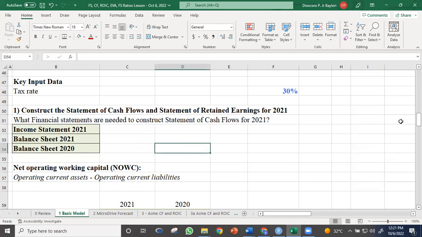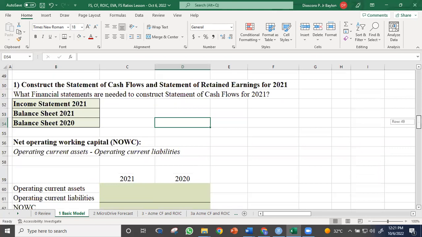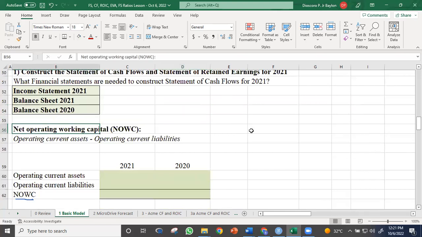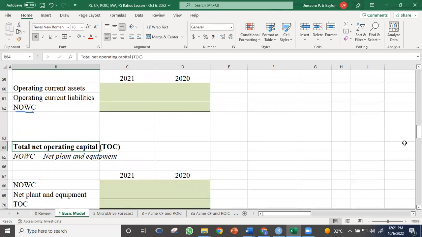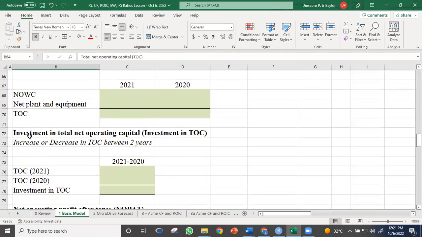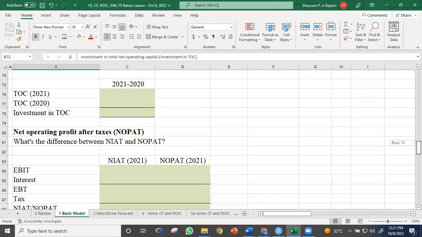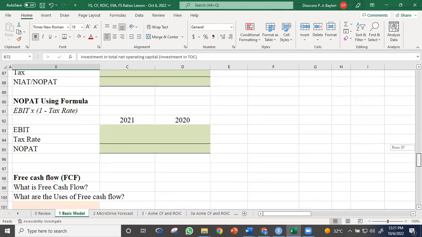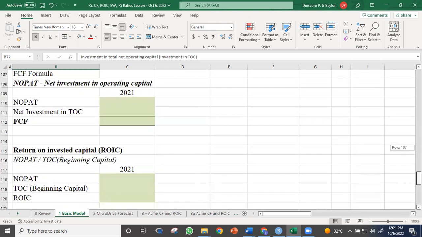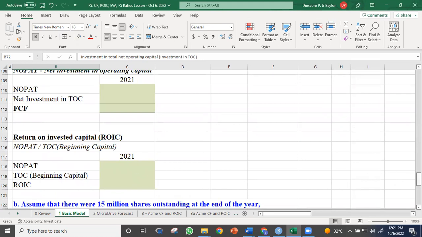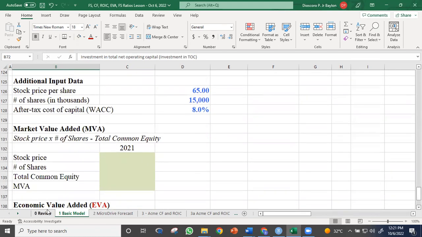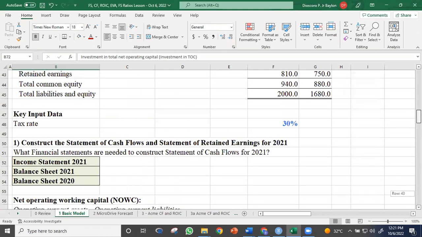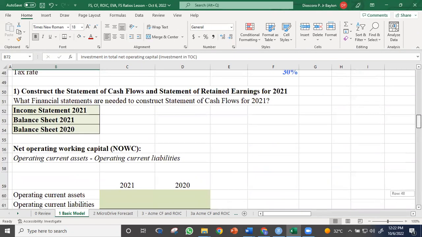Okay, but before we go to the preparation of the statement of cash flows, let's do some metrics. Let's compute measures like net operating working capital, total net operating capital, the increase or decrease in total operating capital. Then we have your NOPAT, net operating profit after tax, which is different from NIAT, net income after tax. Then we have your free cash flow, and then the return on invested capital, and then your MVA, and then your EVA. These are very important measures, which I am sure you did not discuss in your accounting subject, and which we're going to discuss here in finance.